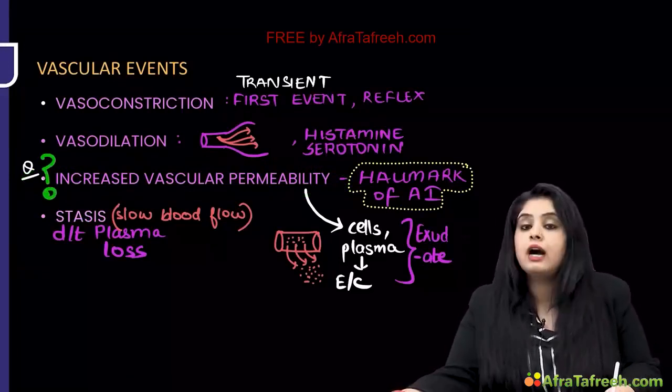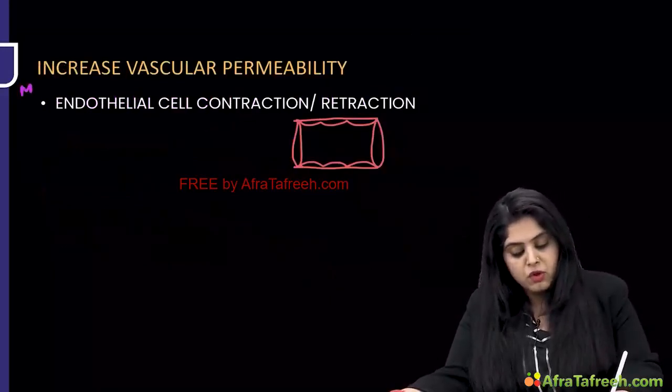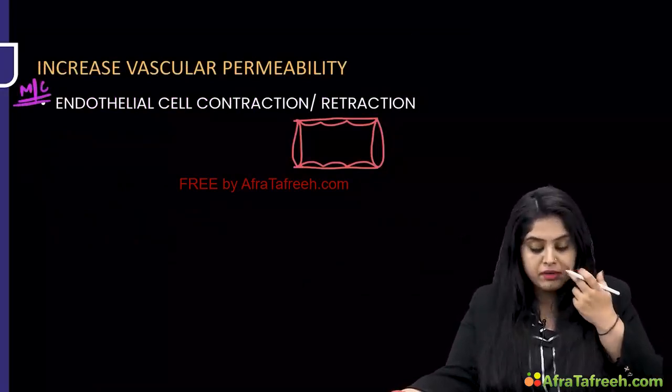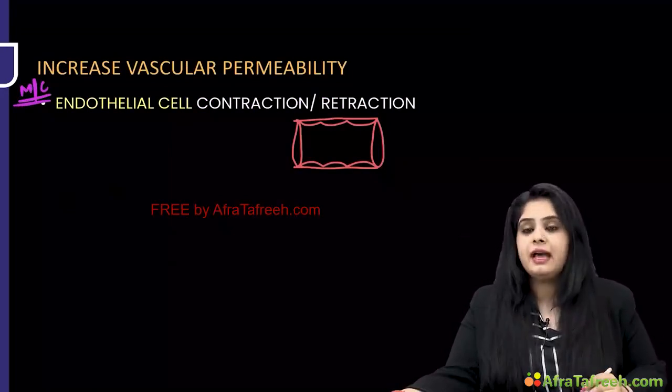Big question mark. How is increased vascular permeability happening? So what is the most common mechanism for increased vascular permeability? Remember, it is endothelial cell, we call it endothelial cell gaps.